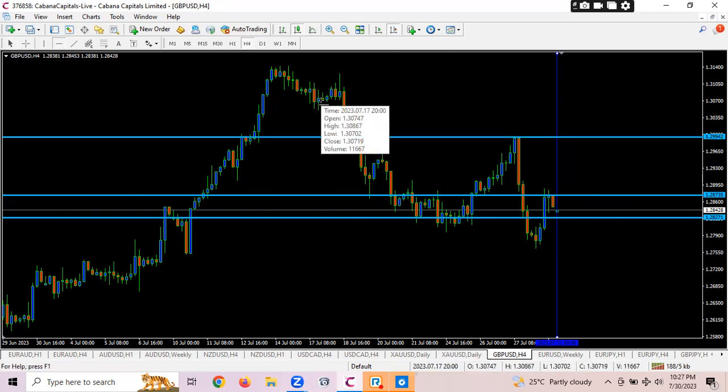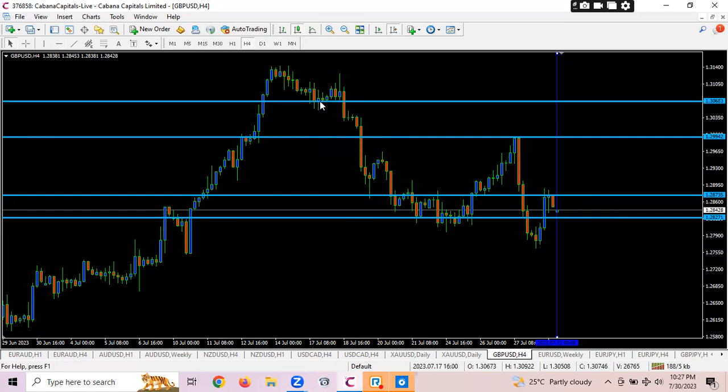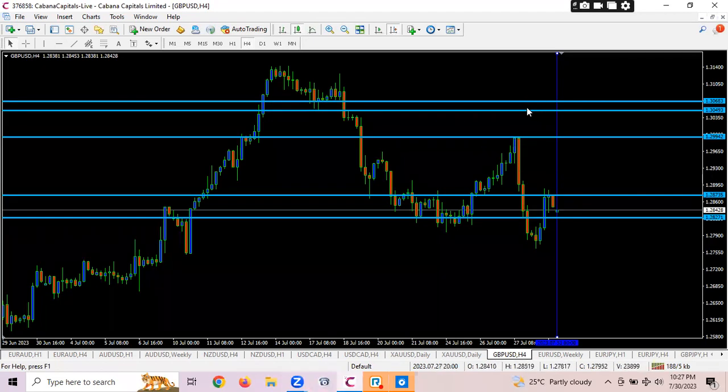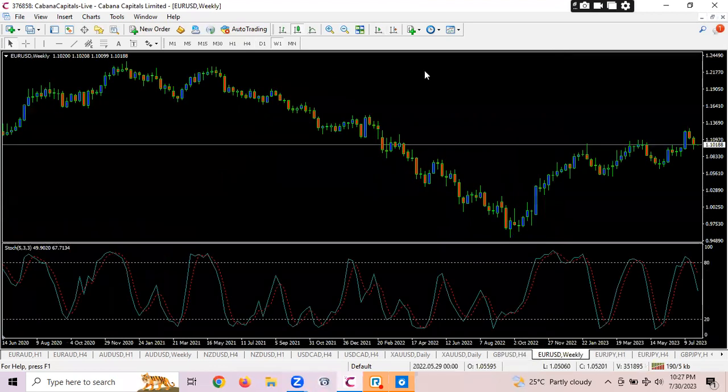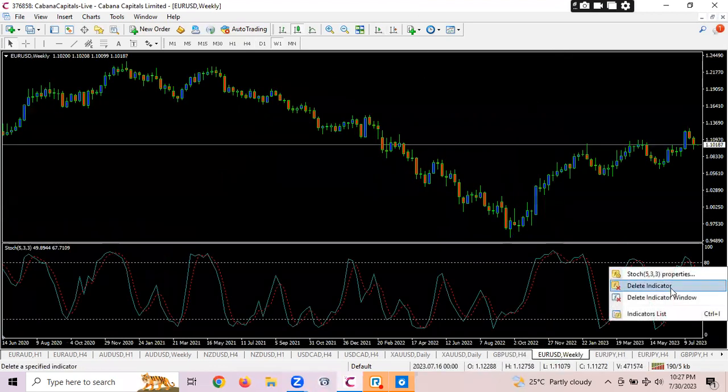First TP, second TP is a mitigation. Okay, then you have a fair value gap attached to this mitigation block. So this could be your first TP, this could be your second TP. So that's my take on GBP USD. I am bullish on GBP USD this week. Euro USD is also positively correlated with GBP USD.